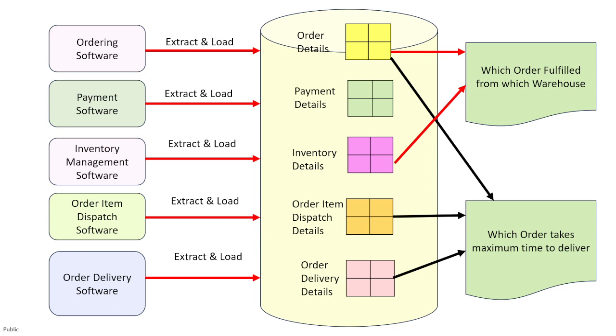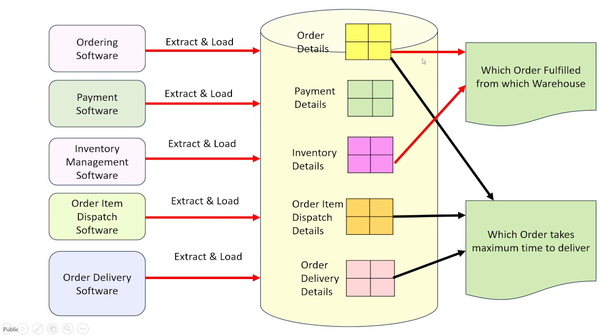So if you see the left hand side, these are the software systems which were storing their data in silos. Say this ordering software, a payment software, the inventory management software, order dispatch software, and order delivery software, right? Maybe their data is in different databases. Maybe somebody is storing in SQL Server, somebody in Oracle, somebody in files, somebody in NoSQL, we don't know, right? Now what do we want to do? We want to pull all this data and store it in a common data warehouse, or I'll say a common database, right?